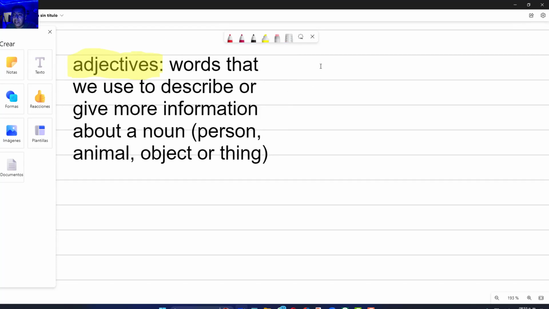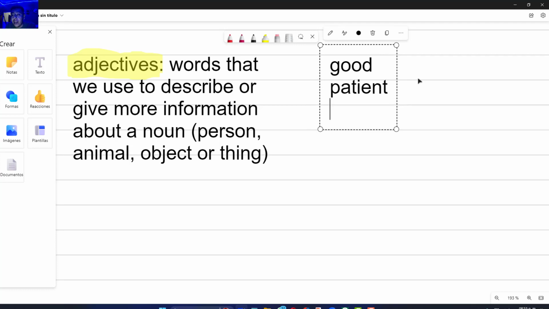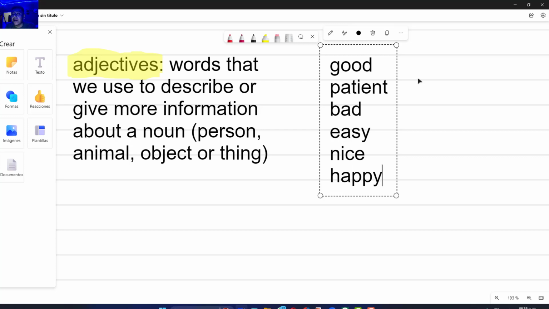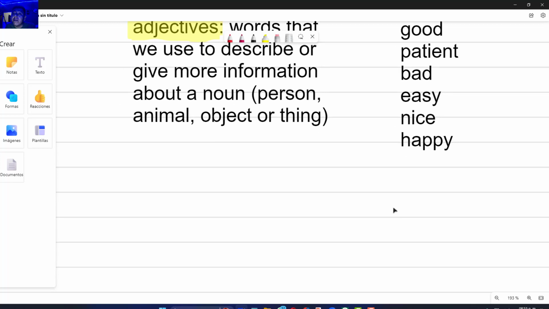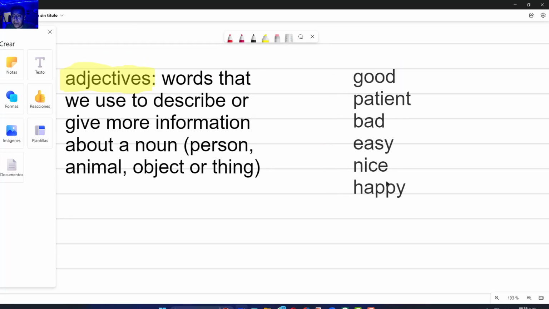Examples of adjectives. We have, for example, good. We also have patient. What else? We also have bad to describe something. Or we can have, like, what else? Easy, something that is easy. Something that is nice. Someone that is happy. Okay? So those are adjectives.